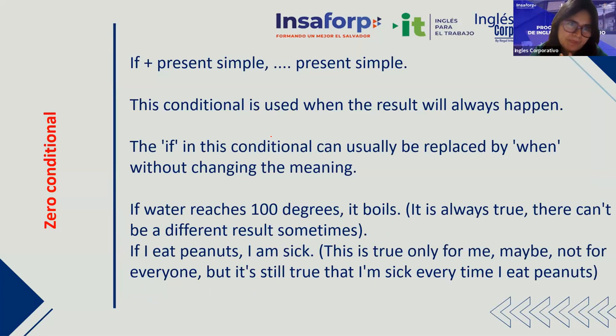Now, look at the structure. We said we have if plus present, and then we have a comma, and the result in present. See? And we use this conditional when the result will always happen. So it's always like that. And I know that. So if I know that it will always happen, I use the zero conditional. The if in this conditional can usually be replaced by when. And the meaning is the same, right? There is no difference in meaning. If water reaches 100 degrees, it boils. It is always true. Yeah? There can't be a different result.